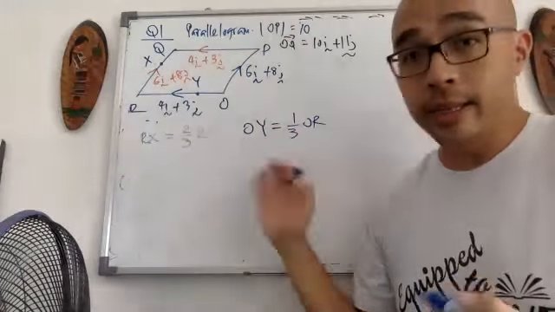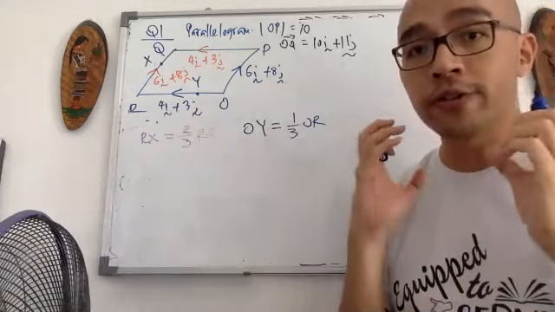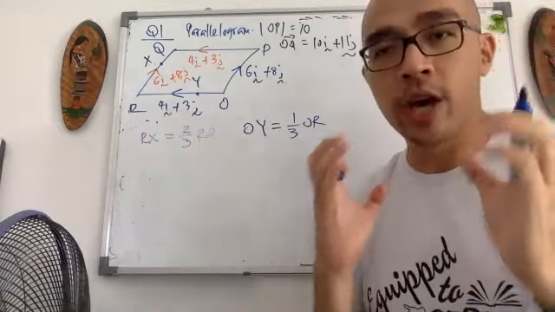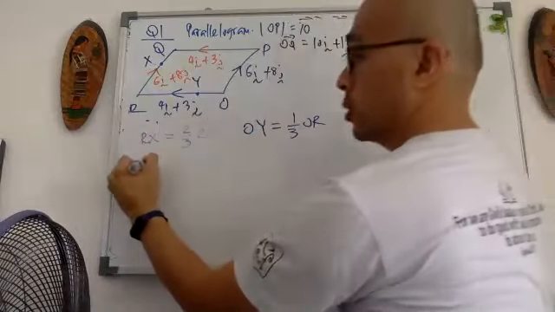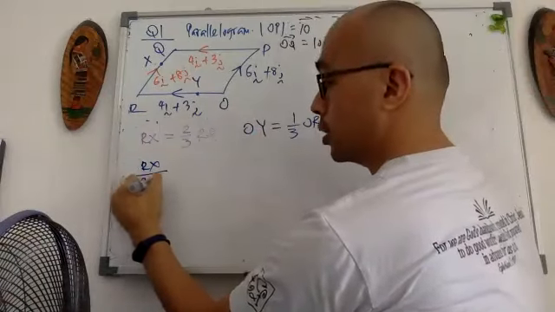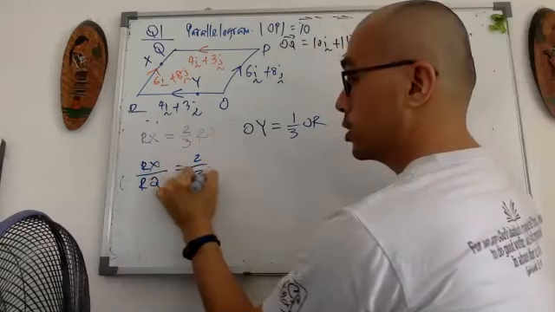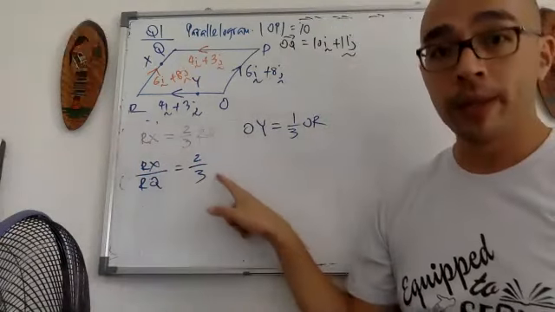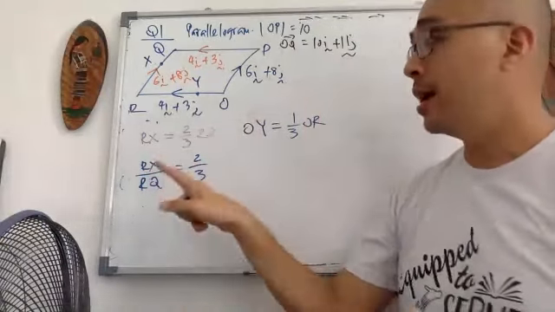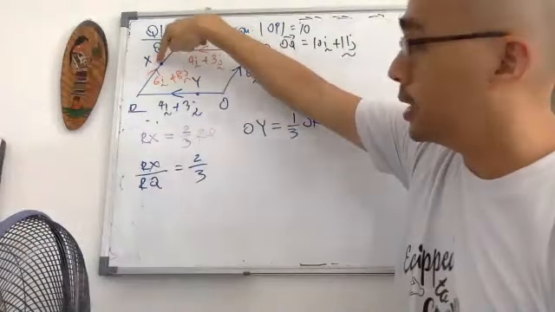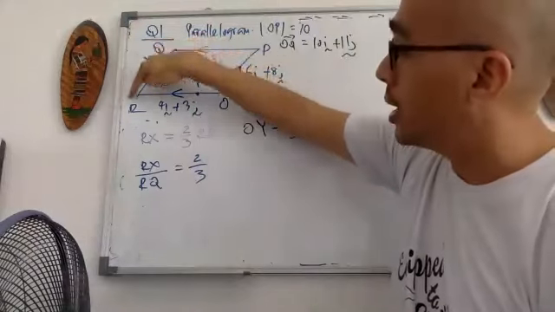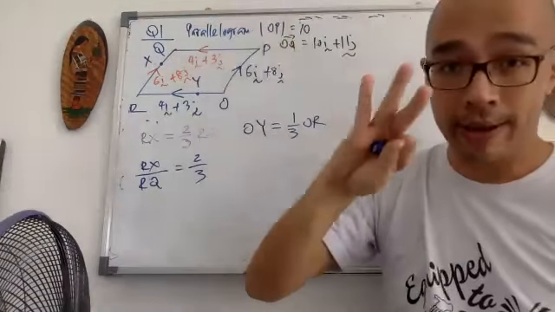Okay, this is another ratio problem. When you have a ratio problem, bring the letters to one side. So RX over RQ equals 2 over 3. Now guys, take a look. RX is 2 parts, RQ is 3 parts.